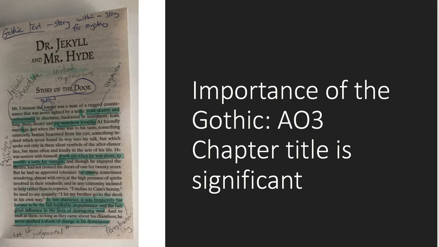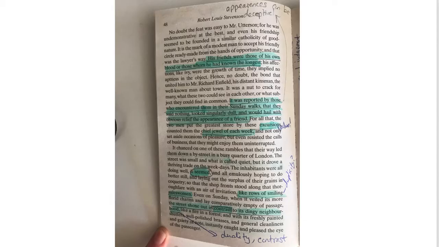If we move down to in this character, it was frequently his fortune to be the last reputable acquaintance. This shows a moment of foreshadowing that when something is going terribly wrong with a person, Mr. Utterson is still someone who does not abandon them, even though the rest of their friends have, and also never marked a shade of change in his demeanour. We see him as a non-judgmental individual, which is really, really important. Let's turn over the page to page 48.